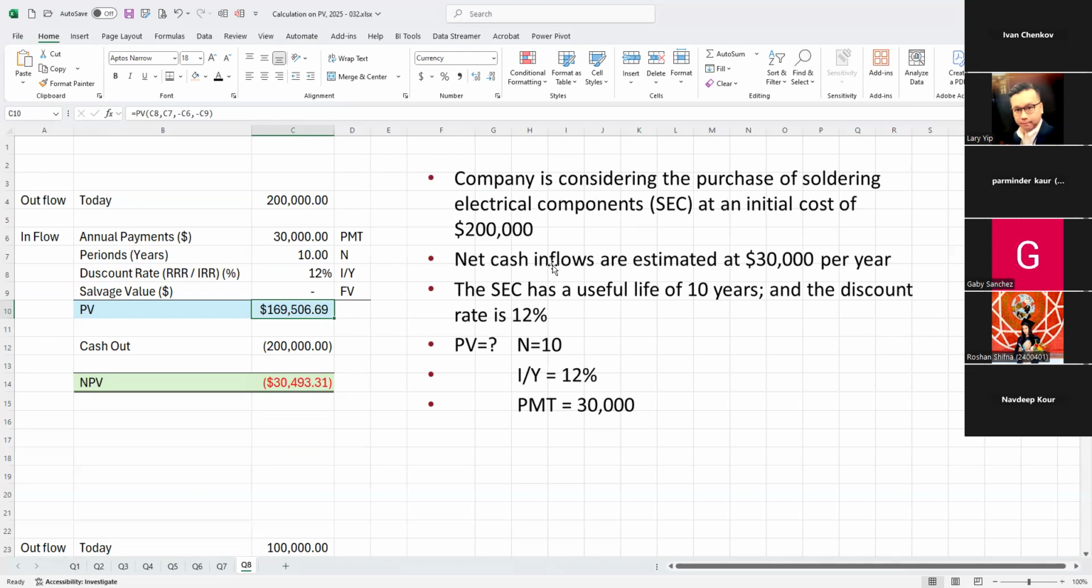Maybe not. No. Why? Because we're not getting 12% return, right? Yes. We're not reaching 12%. Clearly, we're not reaching 12% return.